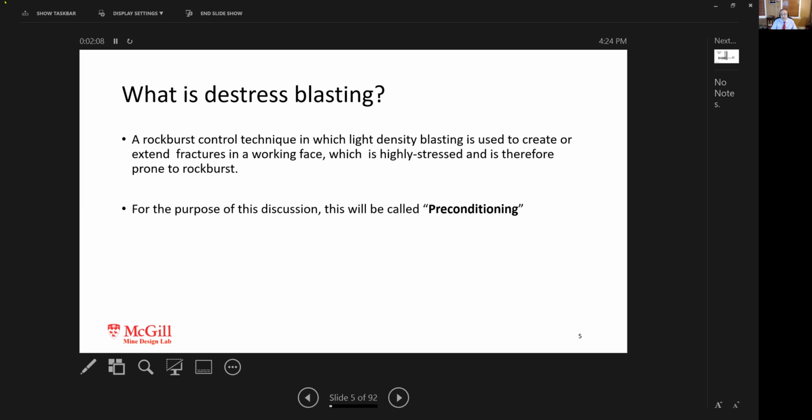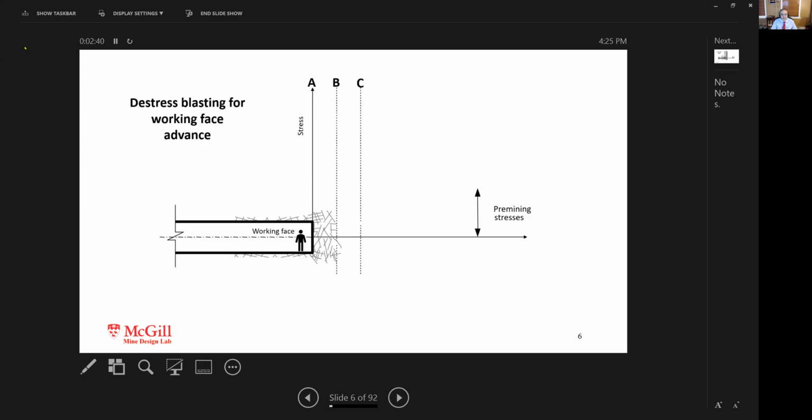So what is distress blasting? We have two definitions here. The first definition is for preconditioning and is characterized by a light density blasting that is used to create or extend fractures in a working phase. So the key words here are light density blasting and a working phase. Of course, the working phase is perceived to be highly stressed and prone to rock burst. So this type of distressing, we're going to call it preconditioning. And essentially, that's what it is.